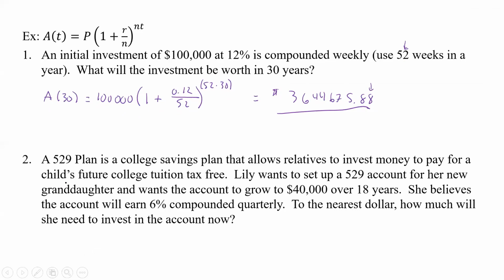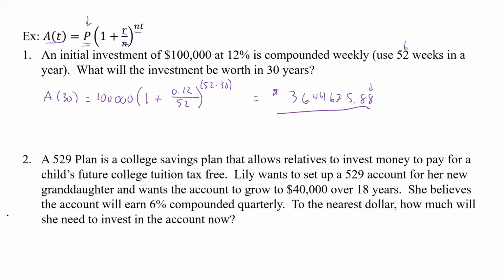Now the next one does a little bit different. This one, they're saying, okay, well, what do we need to invest in the account? So this time we have to solve for P. They tell us what A of T is, they tell us R, they tell us N, and they tell us T. So they tell us everything. And so all we have to do is take A of T divided by that whole set of things here, and then we get our P out, okay?